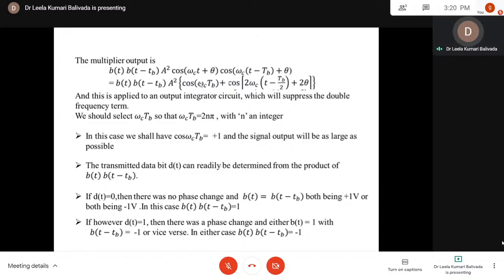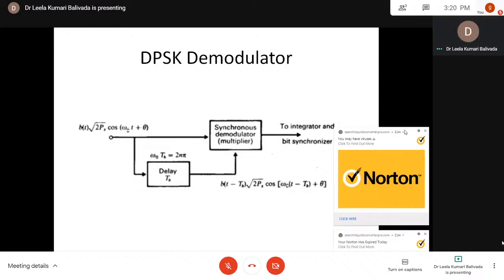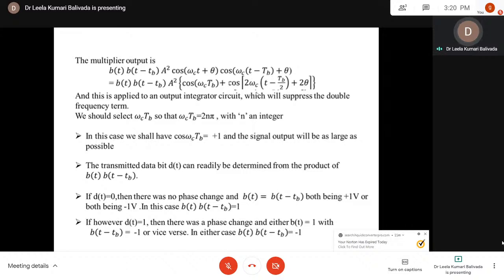Now this is applied as an input to an integrator circuit, which will suppress the double frequency term. This is the double frequency term, and it can be suppressed by the integrating circuit. Therefore, the integrator output becomes B of t multiplied by B of (t minus Tb) cos(omega c Tb). In this case, omega c Tb is selected such that it equals 2n pi, with n as an integer, since cos(omega c Tb) is then equal to plus 1. And obviously the signal output will be as large as possible.